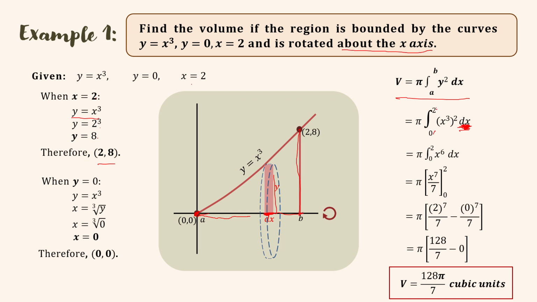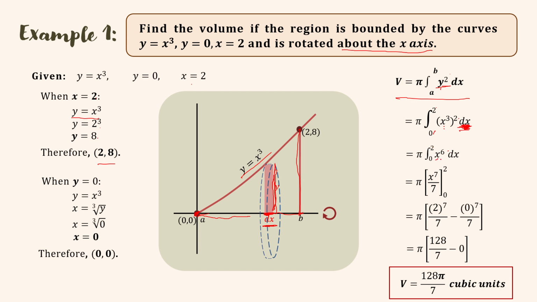So from 0 to 2. And what is the value for y squared? The value for our y function, because this is the length, and this is our dx, the width. So the length function is y equals x cubed. The formula is y squared, so we substitute x cubed, then squared. So this one is x raised to 6. So pi times the integral of x raised to 6 dx from 0 to 2. So we need to integrate now.